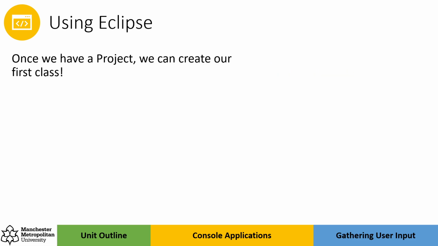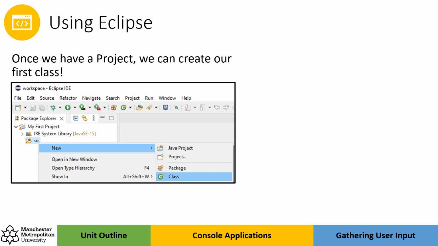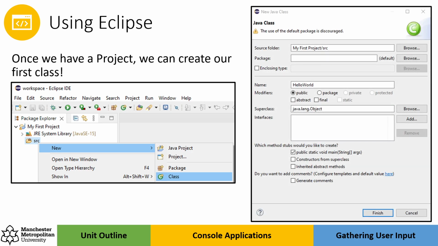Once we've created a project, we can then go about creating our very first class inside Eclipse. So once we've got our project, the easiest way to create a class is just to right click on the source folder, go to New, and then click Class. And then you should have a screen that looks like this. So the source folder is the workspace projects folder. So we're inside our workspace here. Our project is called My First Project, and the source folder is the src folder. You don't need to touch that at all, it's just defaulted to that.